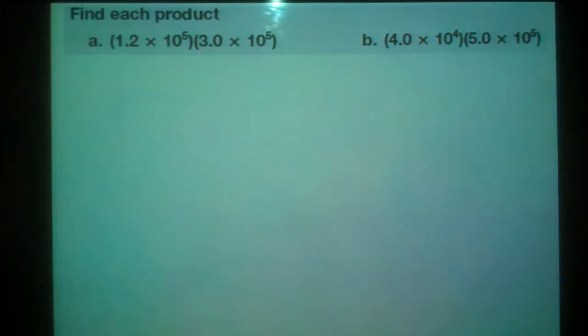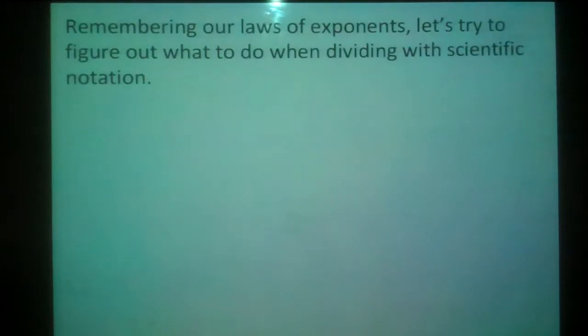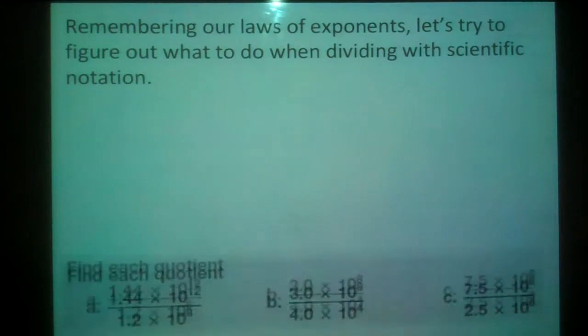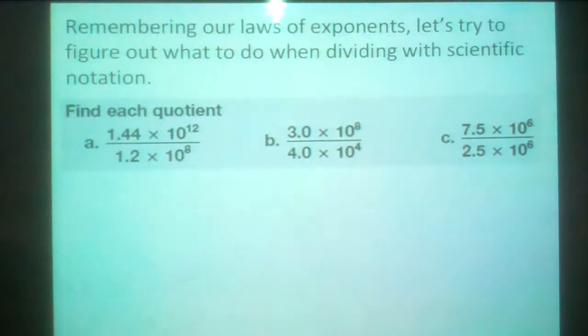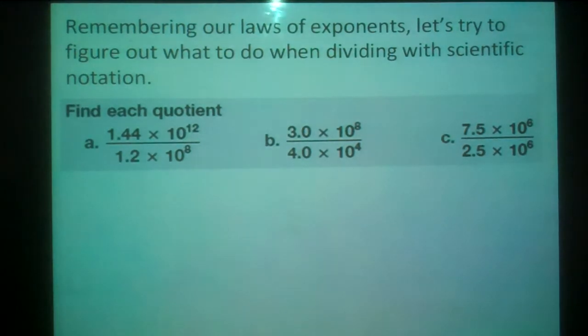Check my time quick. We're getting there. So if we run out of time, we'll cover the rest tomorrow in class. Alright, remembering our laws of exponents, let's try to figure out what to do when dividing with scientific notation. Okay, so this is our last slide here.